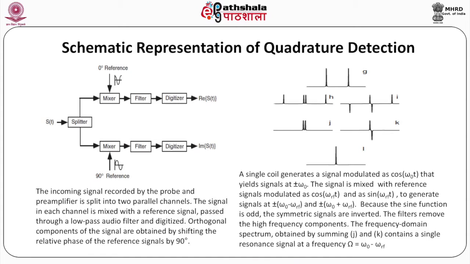So, if the signal was modulated only by one reference frequency, say cosine frequency, a single coil generates a signal modulated as cos omega 0 t that yields signals at plus minus omega 0. So, there will be two peaks. The signal is mixed with reference signals modulated as cos omega RF t and as sin omega RF t to generate signals at plus minus omega 0 minus omega RF and plus minus omega 0 plus omega RF.